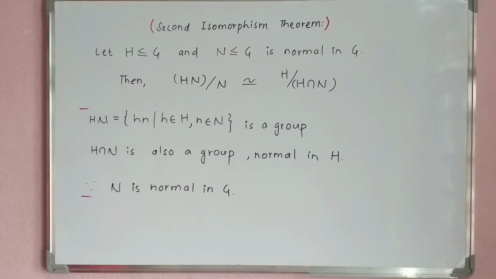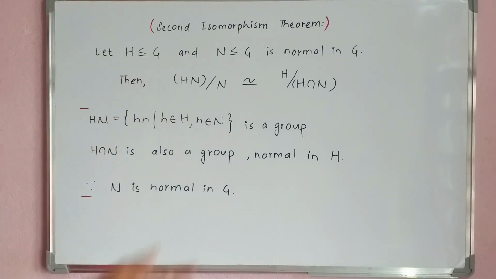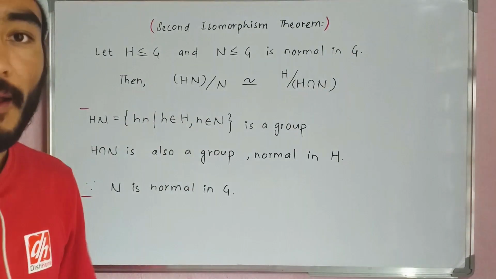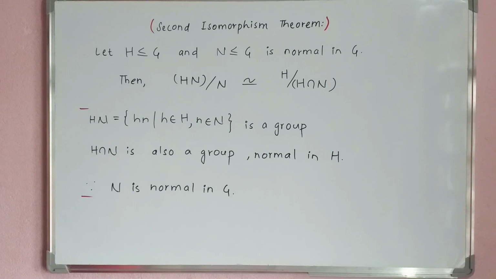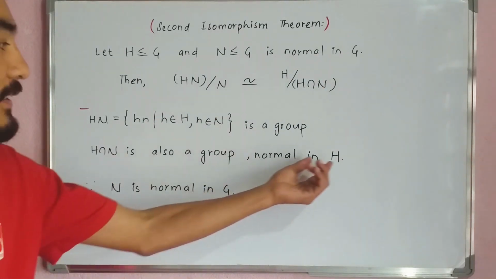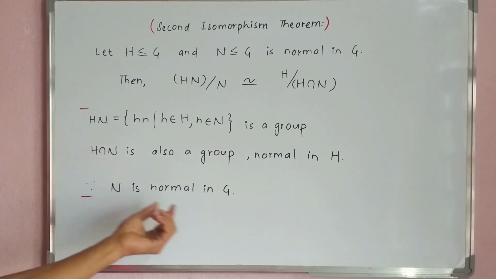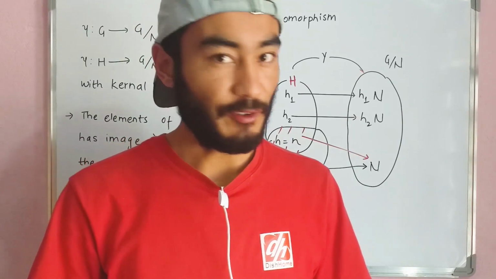And also we have HN, defined by the product hn, where h belongs to H, n belongs to N, is a group. It is a subgroup of G and the subgroup N is normal in the subgroup HN. And we have H intersection N, which is a subgroup of G, is normal in H. And these two facts are due to the fact that N is normal in G. Now we proceed to the proof.